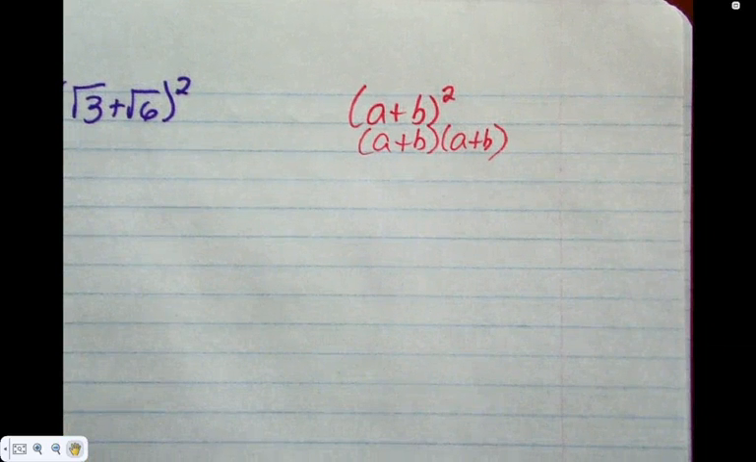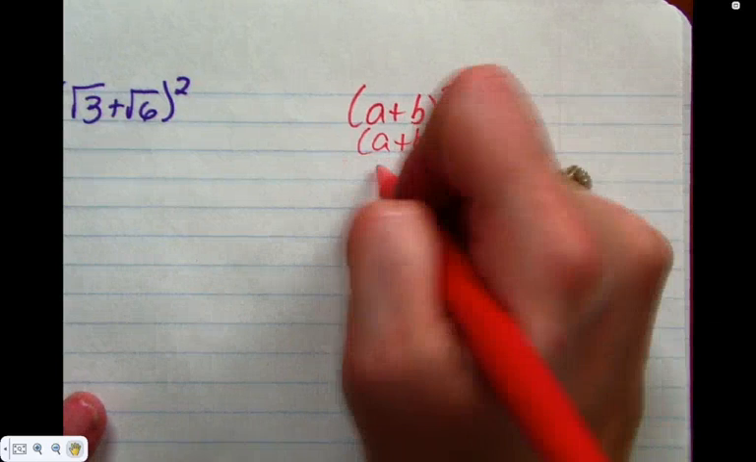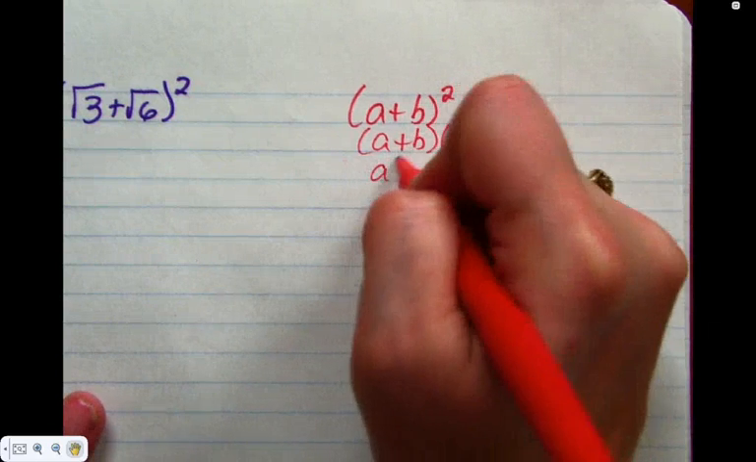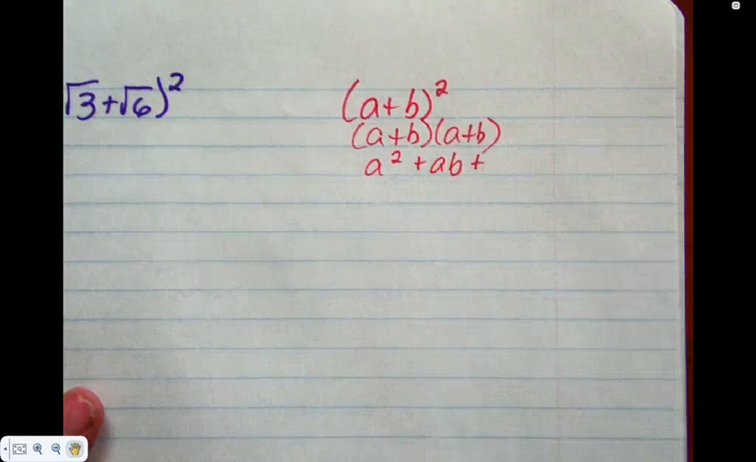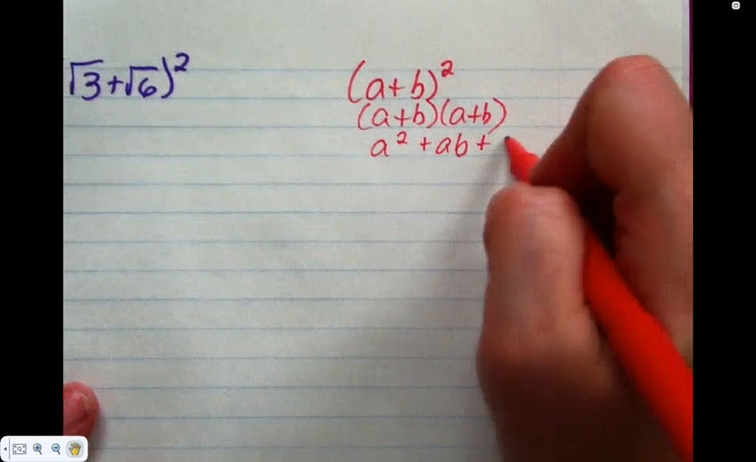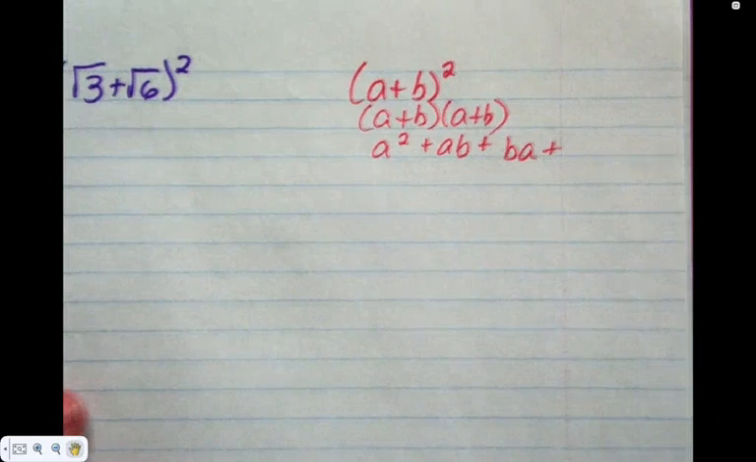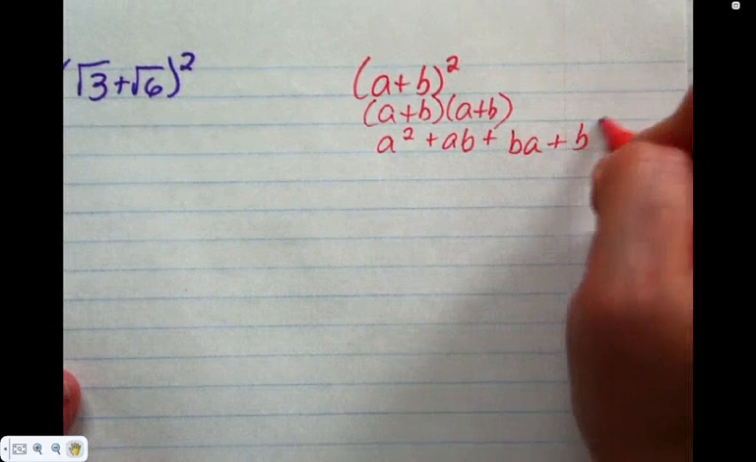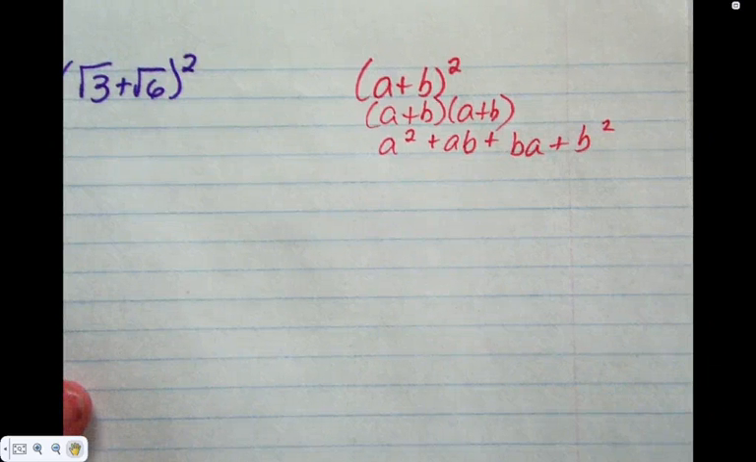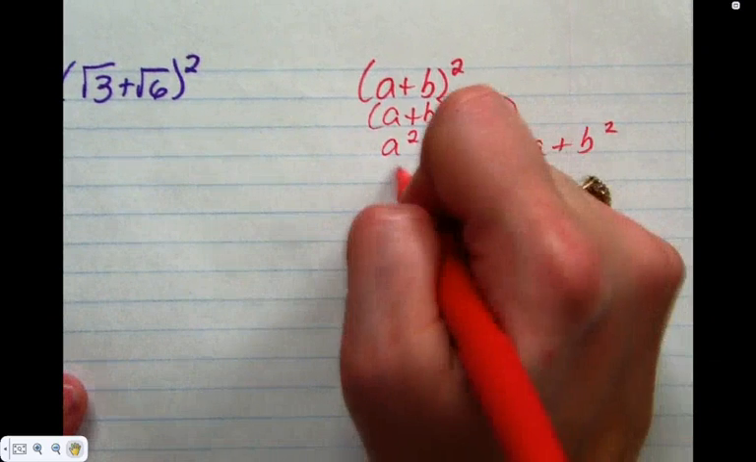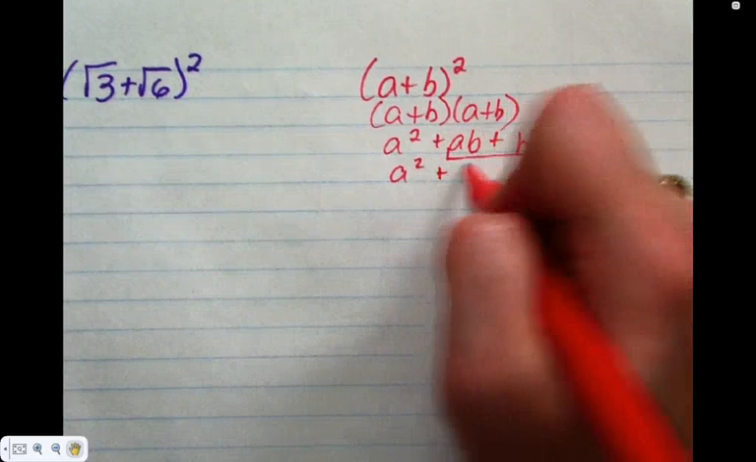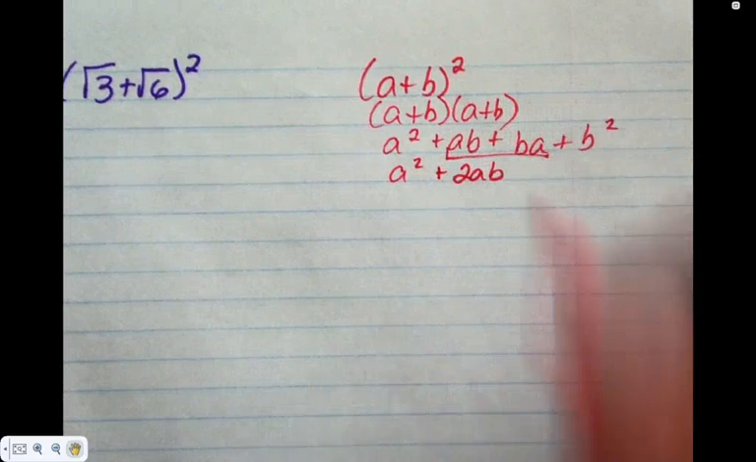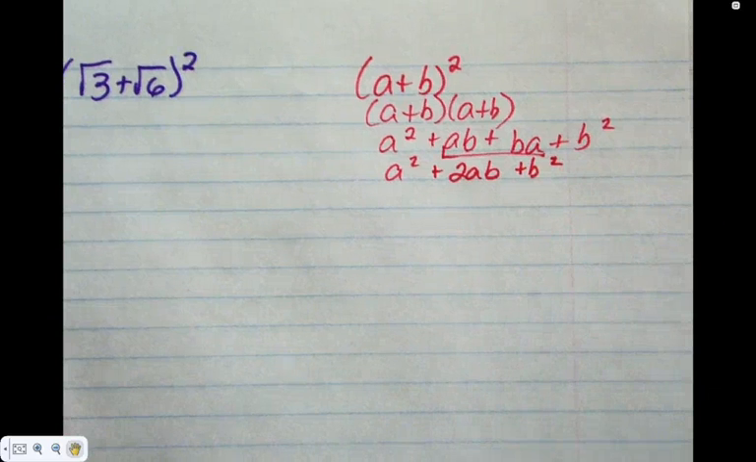And then? Okay, so a times a, a times b, b times a, and b times b. And then what do we do? Combine. So I've got an a squared. It's the two middle terms I can put together: one ab and a ba, they're the same thing. How many do we have? And at the end, I've got b squared.